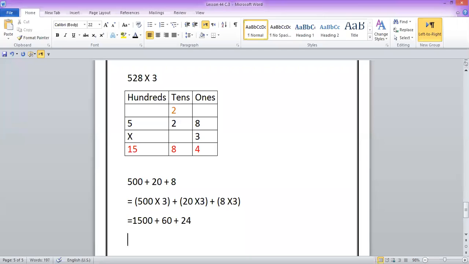Now if you add 1500 plus 60 and plus 24, you will get the answer 1584. You can add it. This 4, this 0 and this 0, 4. Now 2 plus 6, 8. 5 as it is because there is no more hundreds value except 5, and 1 as it is. I hope it is clear to you guys. Yes, it is clear to you?